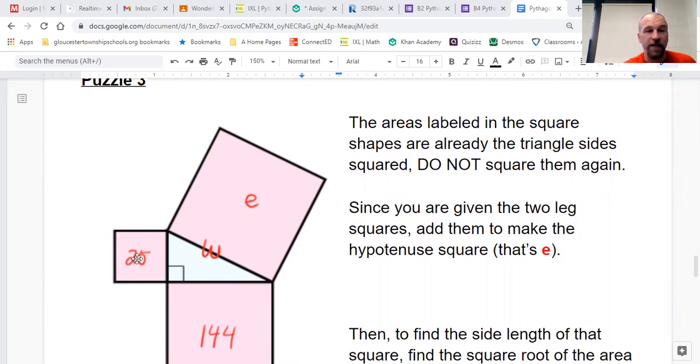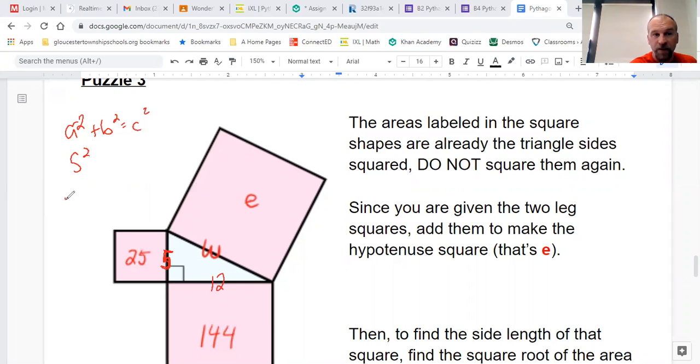This 25 right here is an area of the square. It came from doing this side squared. That means that this side right here on the triangle was 5, because 5 squared gave me the area of 25. That means that this side right here was 12, because 12 squared gave me 144. They are already the squares, as in the formula a squared plus b squared equals c squared.